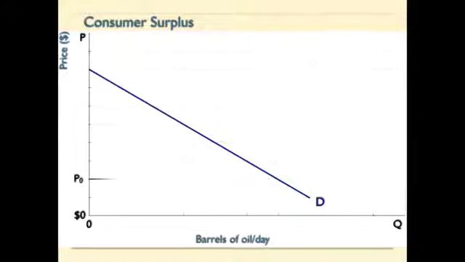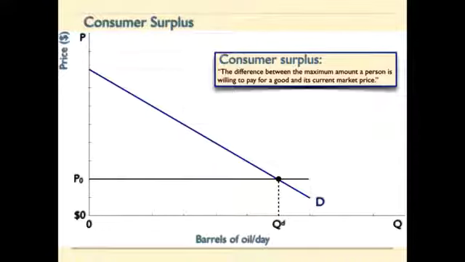So to measure consumer surplus, you have to have a demand curve. So we have our downward sloping demand curve as always. And as a reminder, consumer surplus is the difference between the maximum amount a person is willing to pay for a good and its current market price. So we have a particular price here, P0, and we draw in a horizontal line there until we hit the demand curve, and that tells us quantity demanded.